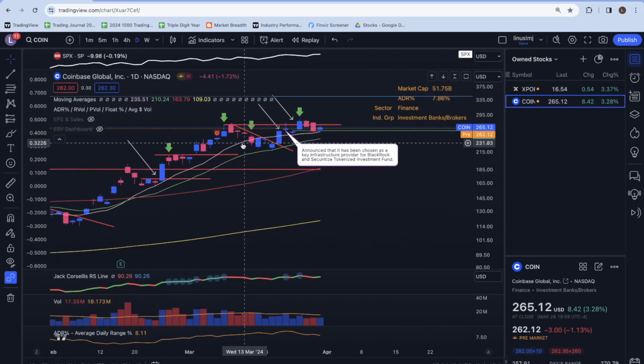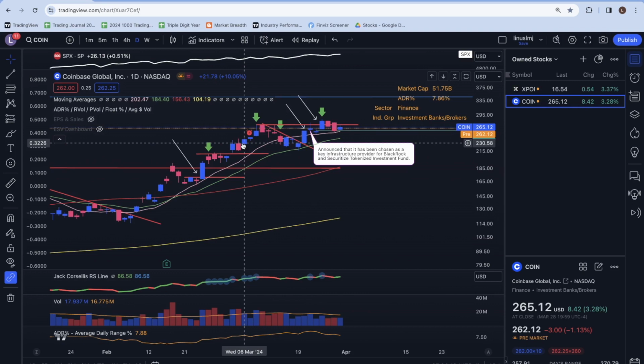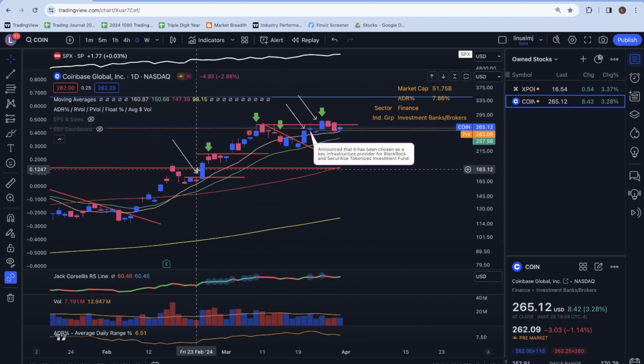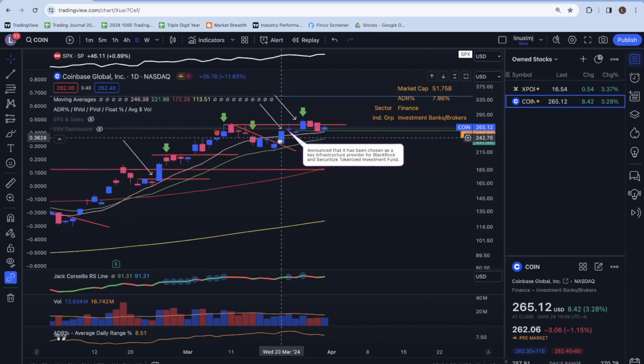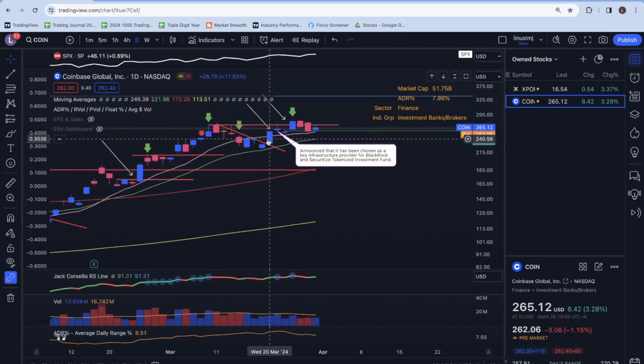The next one is COIN. So I actually have been trading in and out of COIN for the past couple of weeks, right? So I actually started trading over here, right? Then I exited my full position over here on the break below this 10-day moving average. Then I bought back on this day over here as it broke above this downtrend line.